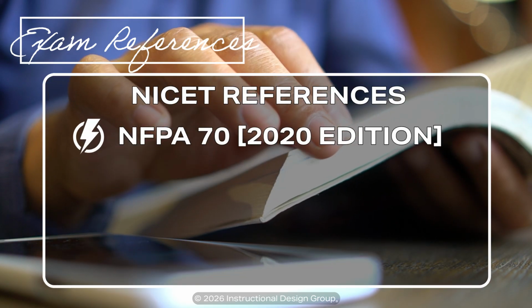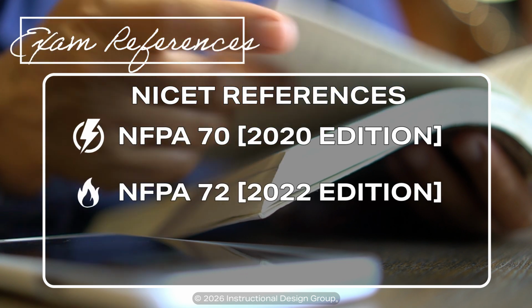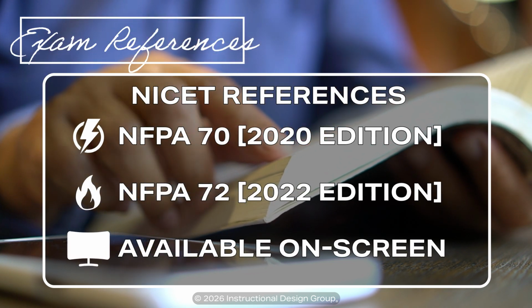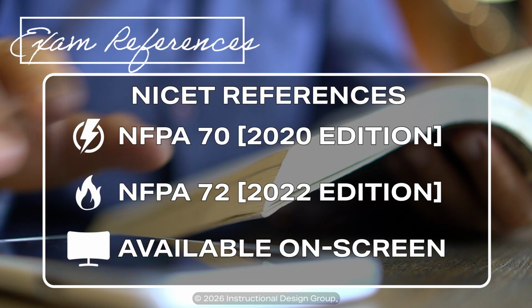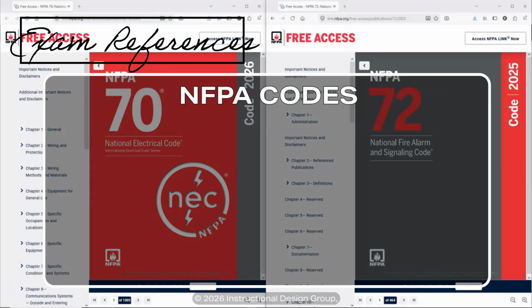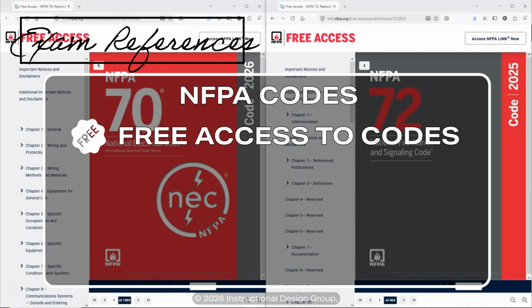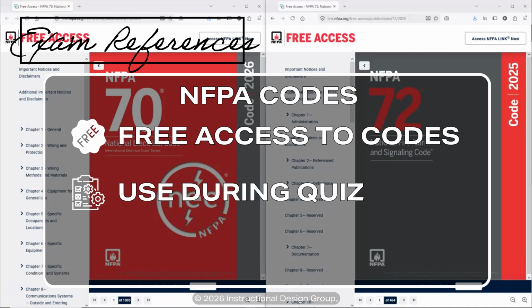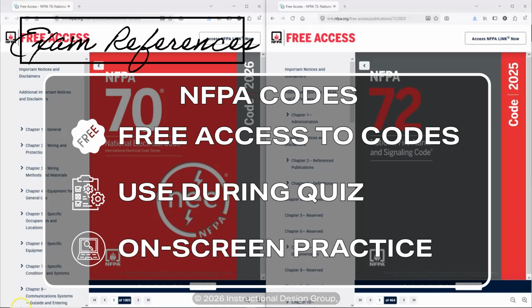NFPA 70 and NFPA 72 are allowed in the test center, but they are also available on screen during the exam. All NFPA codes and standards are also available online for free, and they can be used during Moodle quizzes, as you would the on-screen NICET exam references.